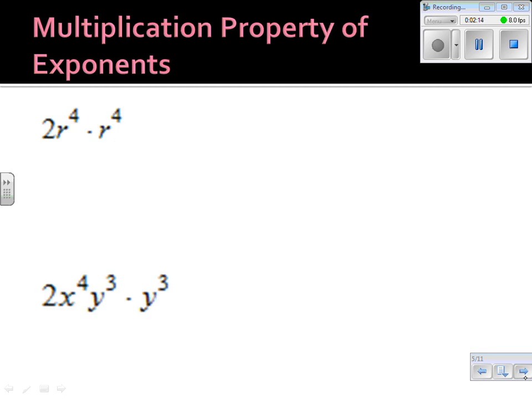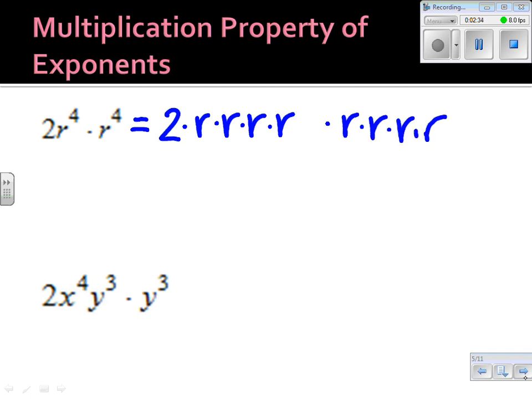Here are two practice problems. If I wanted to write the first one out in expanded form, I would have 2 times r times r times r times r. That's r to the 4th power, and I would multiply it by r times r times r times r. If I add up all of the r's together, I get 2 times r to the 8th power. The easier way of solving this problem is to simply add 4 plus 4 together, and we would get 8.